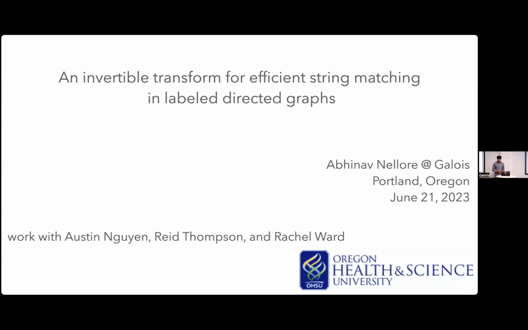Whether you're here in the Portland office or elsewhere, potentially in space-time, this talk is on an invertible transform for efficient string matching in label-directed graphs. And before I explain why this is interesting, I'll tell you a little more about myself.